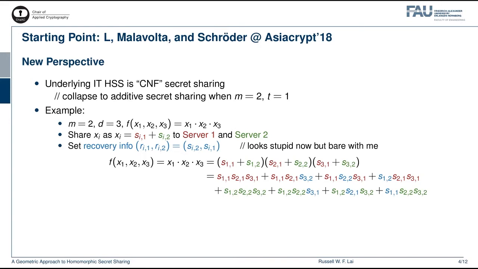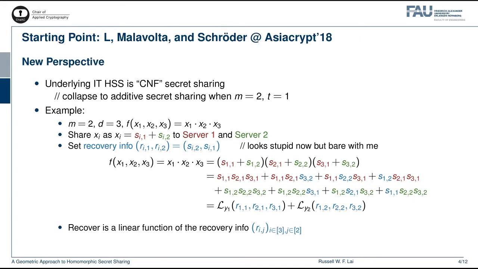Now let us expand the product x1 times x2 times x3 in terms of the sij's. We see that the product can be expressed as a sum of 8 terms, as shown on the screen right now. The components of these terms that are computable by server 1 are highlighted in red, while the components computable by server 2 are highlighted in green.